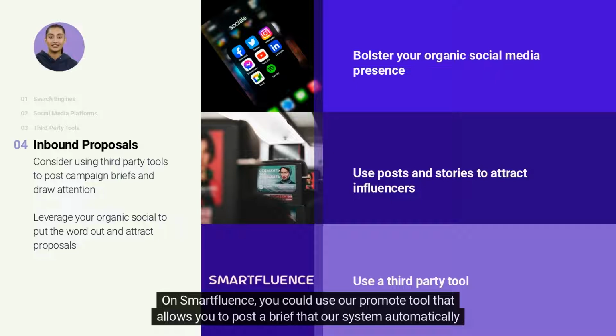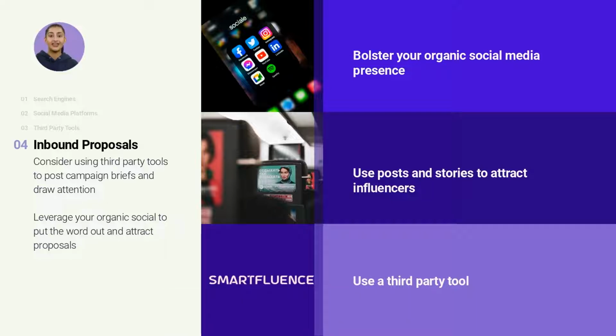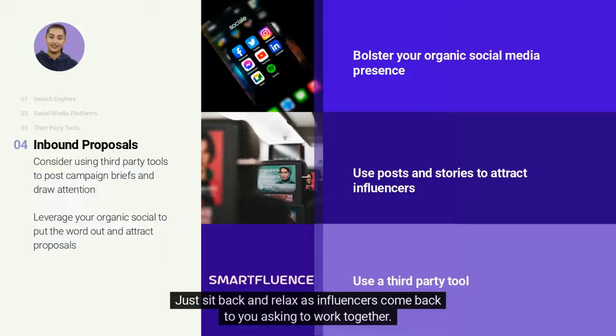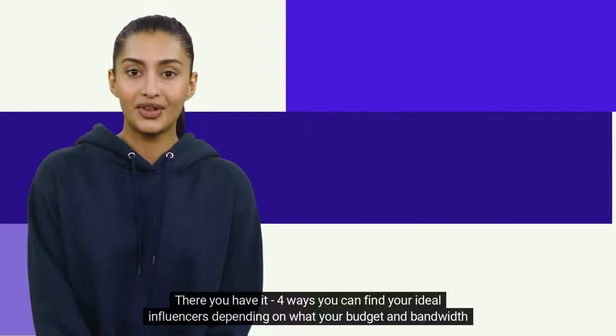On Smartfluence, you could use our promote tool that allows you to post a brief that our system automatically sends out to several influencers that are potential matches. Just sit back and relax as influencers come back to you asking to work together. The best part is they're pre-vetted by our platform, so you don't have to worry about getting taken for a ride.